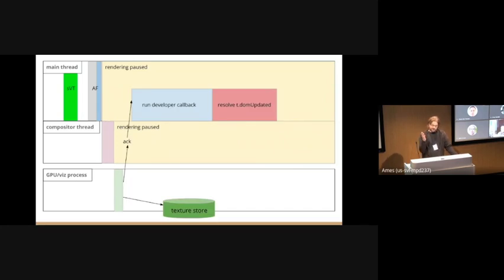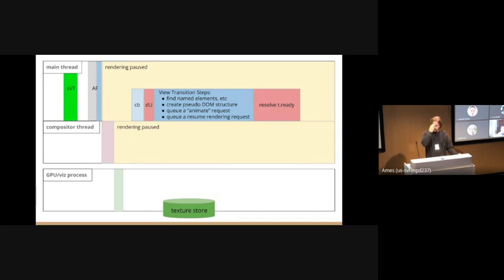We send an ACK back to the main thread. It's important to note that this ACK doesn't actually carry any pixel information. This is just saying, yes, we've done the work that you've asked us to do. And the reason for that is that the pixel values of the captured content is never available to the renderer. It's always stored on the GPU. At this point, we run the developer callback that was given to start view transition to update the DOM because we have the texture copy of the old DOM, so we don't need that anymore. After that finishes, we resolve a DOM updated callback to let the developer know that the state has changed.